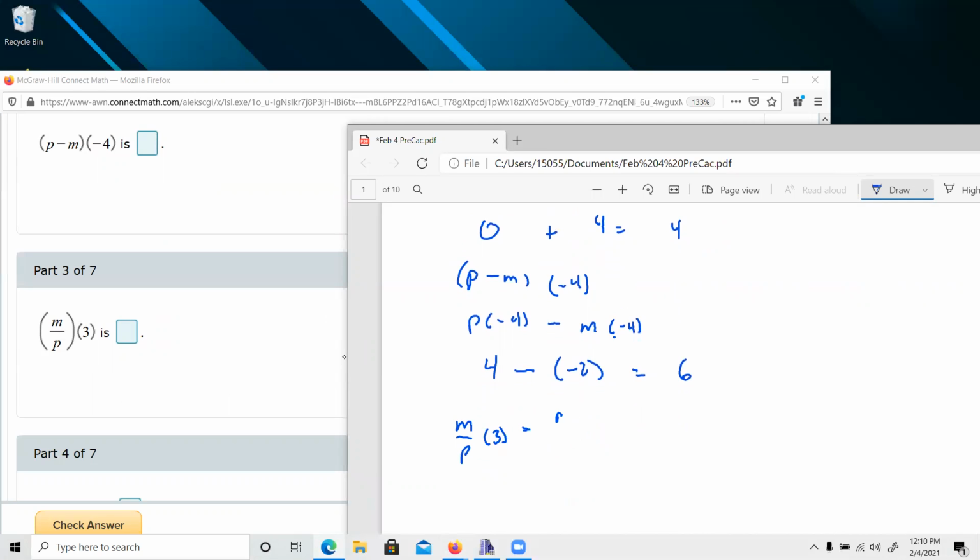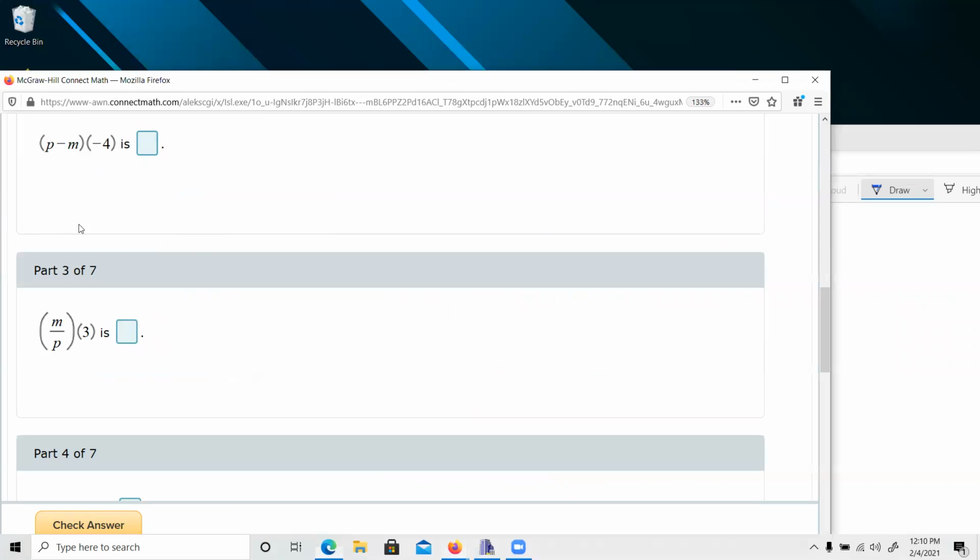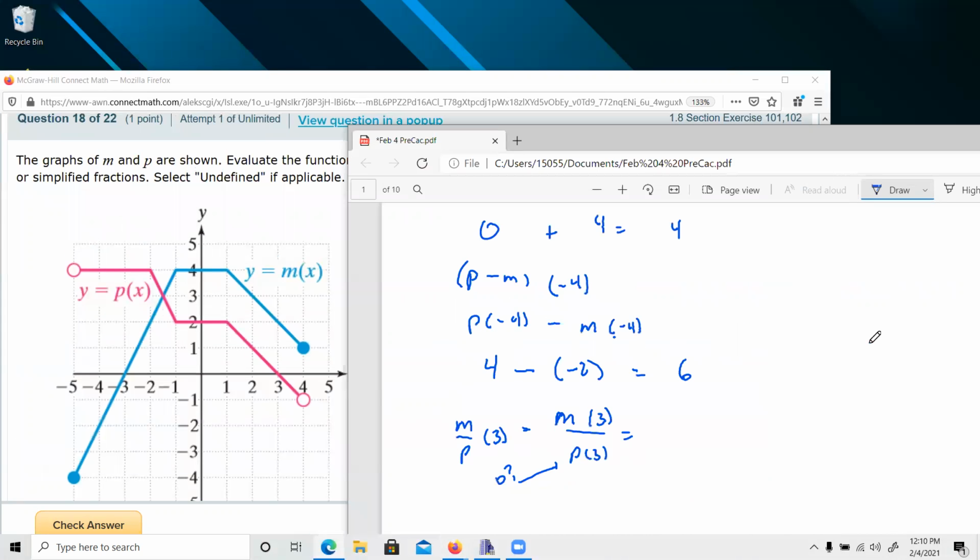Now, what we're going to do is M of 3 divided by P of 3. You've got to be careful, because if P of 3 is 0, then this whole thing is undefined. So we've got to be a little bit careful here, but let's see what happens. So we have M over P of 3. M of 3 is 2. And P of 3, that's the pink, P of 3 is 0, right? So this is undefined.